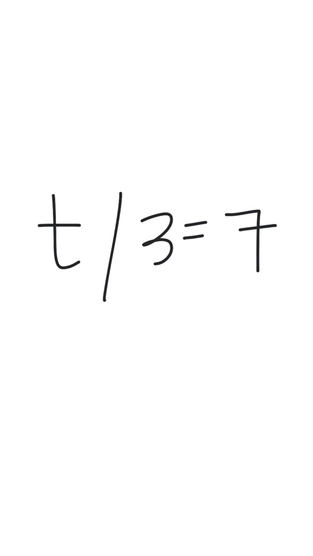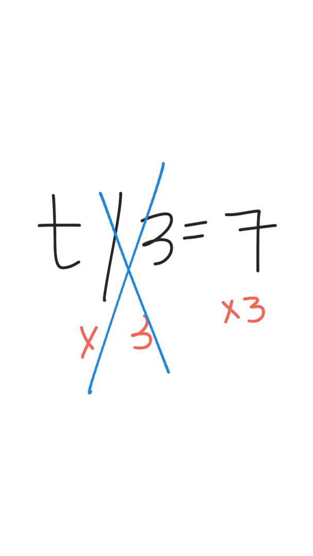Okay, and then the last type of equation that you'll see in your quiz would be T divided by 3 equals 7, and the inverse operation of division, as you know, is multiplication. So I'd multiply by 3 on both sides of the equal sign, and what I know is that when I have division and multiplication, they would cancel each other out on the left, so I'm left with T equals, and then 7 times 3, which is 21.